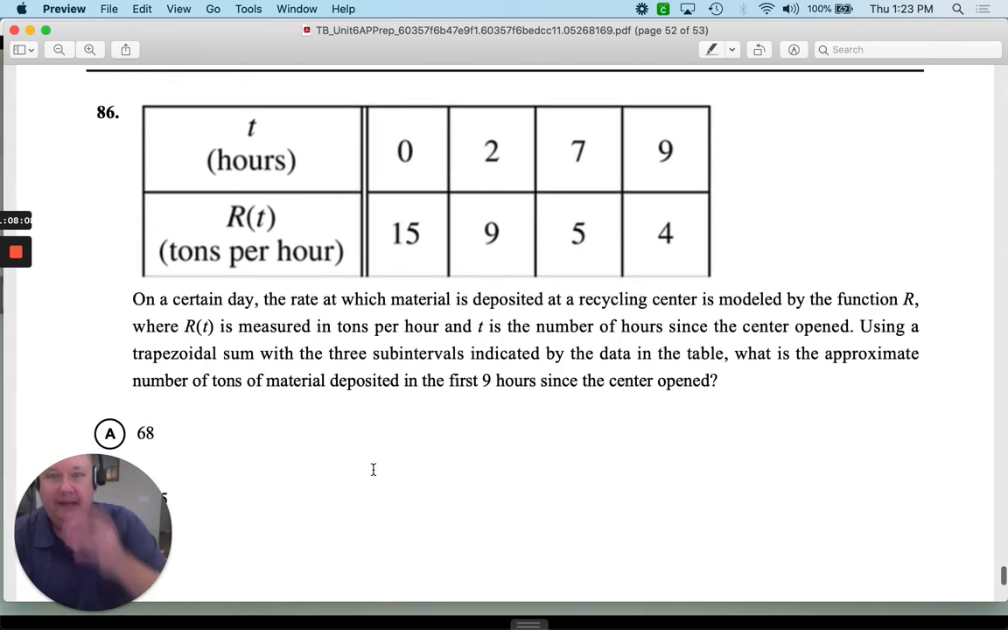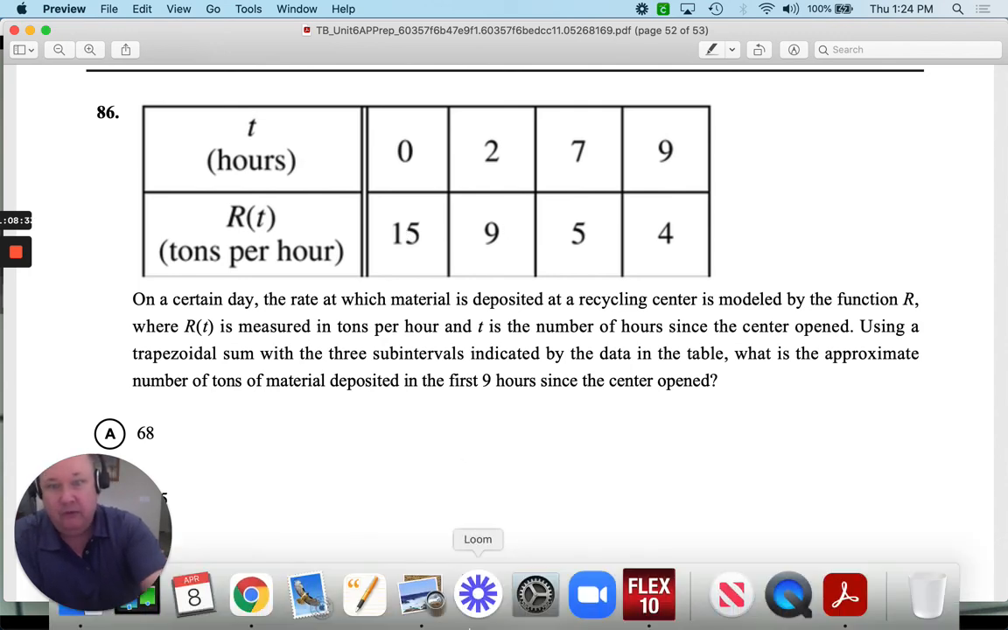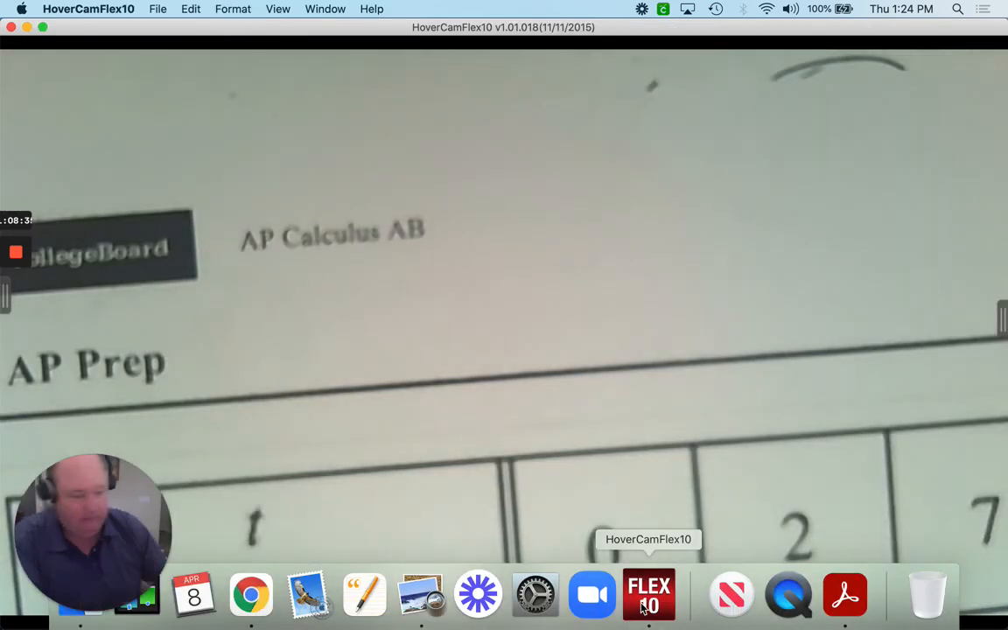86. Again, you're given a table of values. It's a rate. You're going to integrate it, and it says using a trapezoidal sum, that's how you're going to integrate 3 intervals. So each interval is its own trapezoid. So the formula for a trapezoid is 1/2 the width. So it's 1/2 times 2, and then you add the bases. So this is what it's going to look like for each trapezoid.